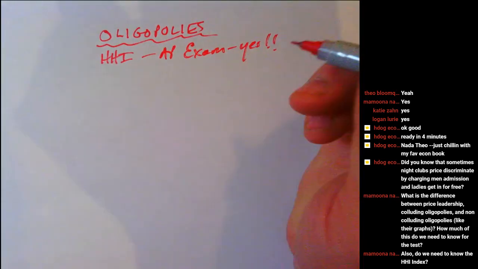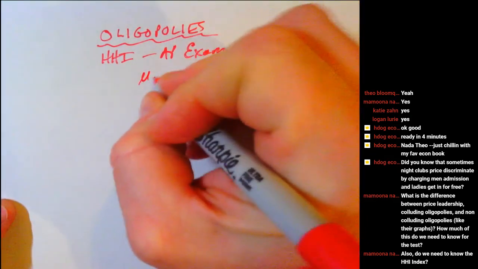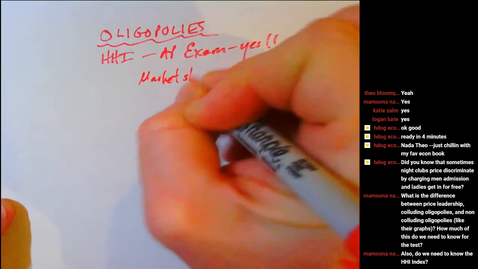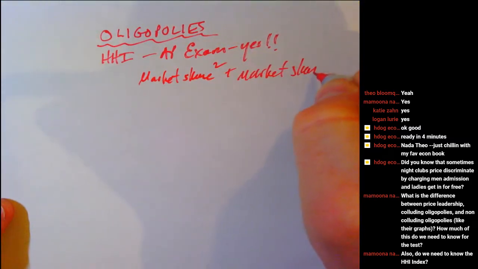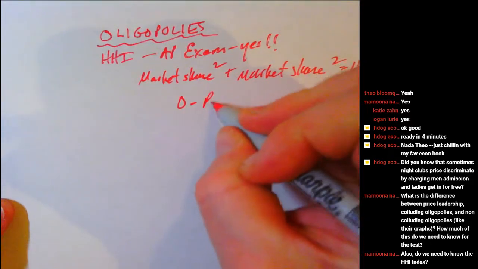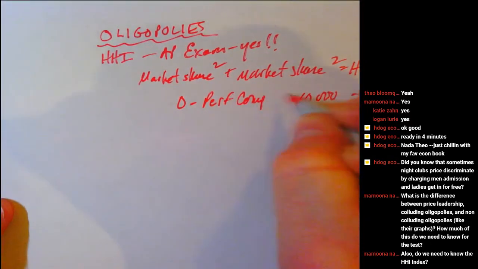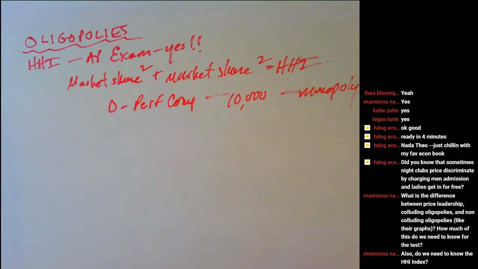I don't think there is an HHI question on there, but just know what the index is and how you compute it. You just take the market share and square it plus market share and square it equals HHI. So 10,000 is your monopoly. So 0 is perfect competition. So anyway, that's HHI.